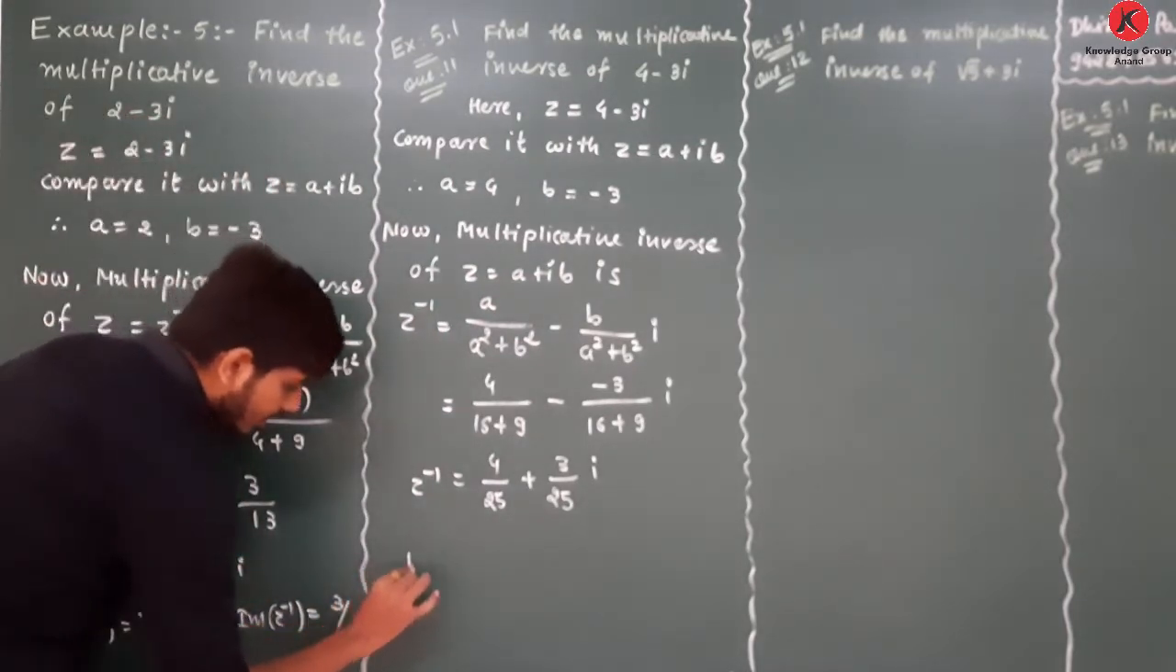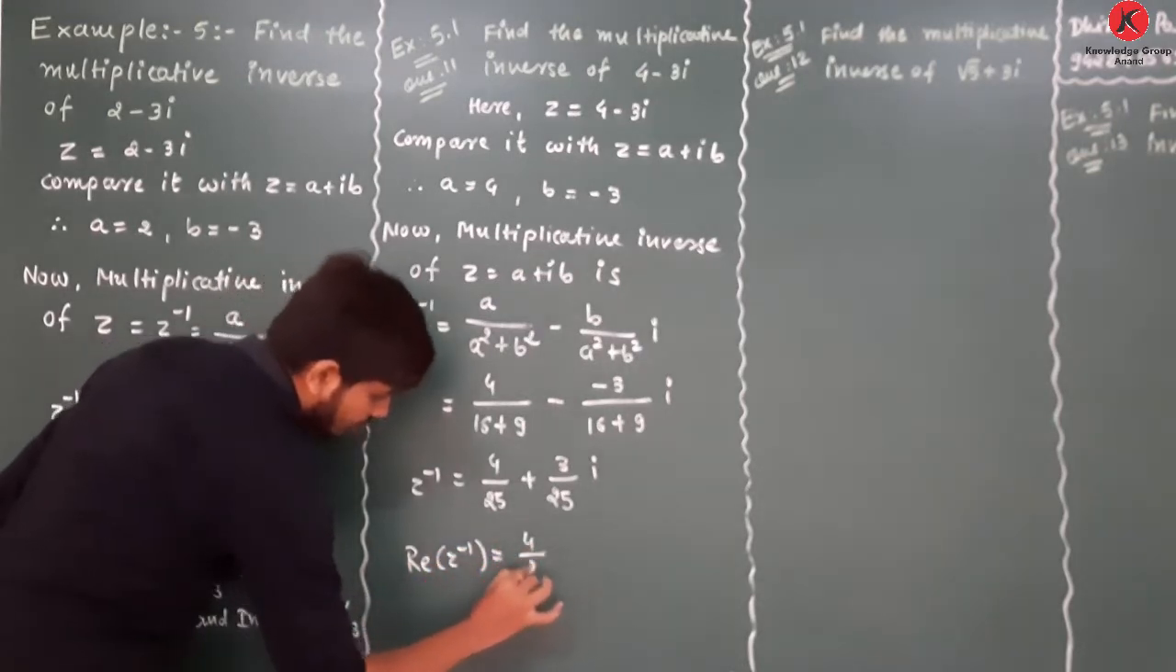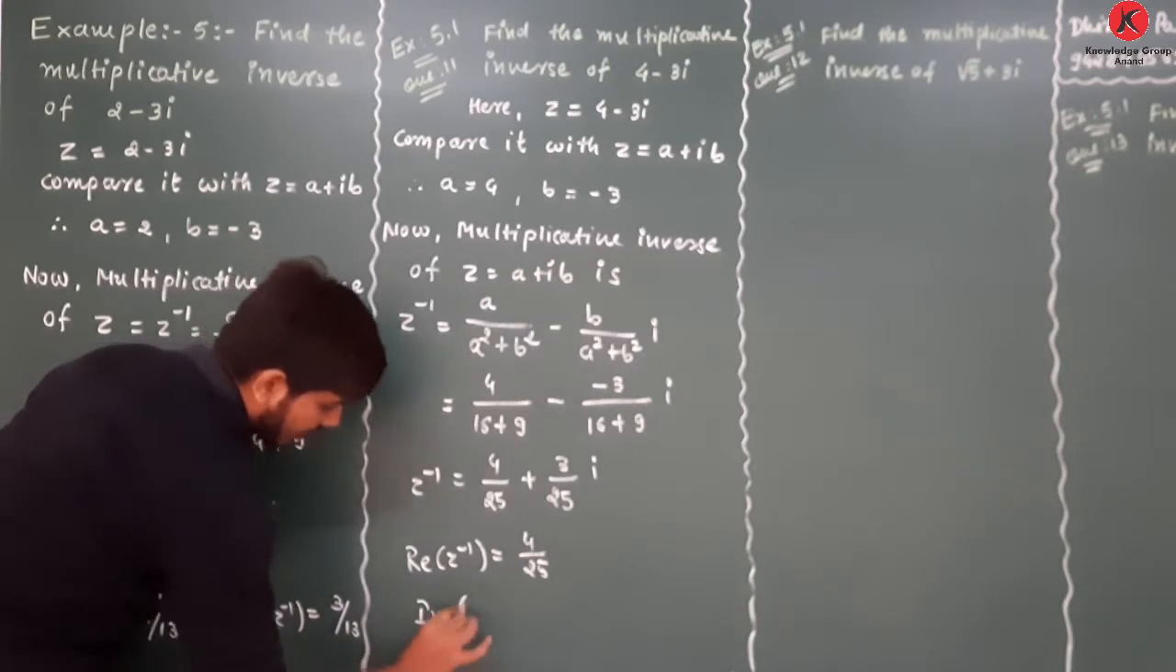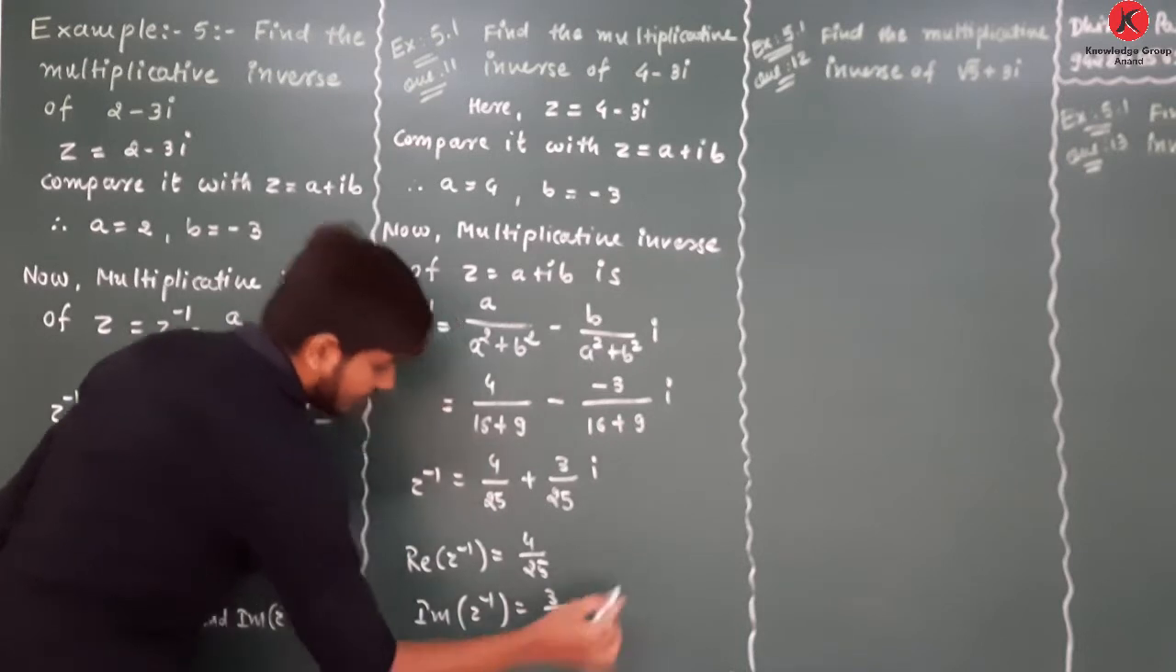Now write down the real part of z1, which is equals to 4 by 25, and imaginary part of z1 which is equals to 3 by 25 here.